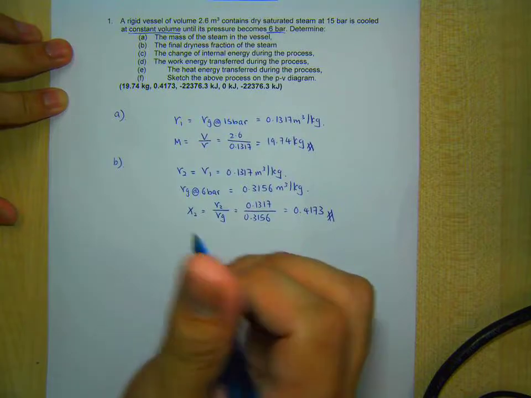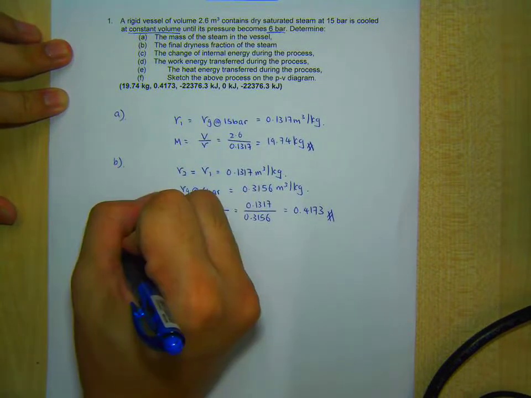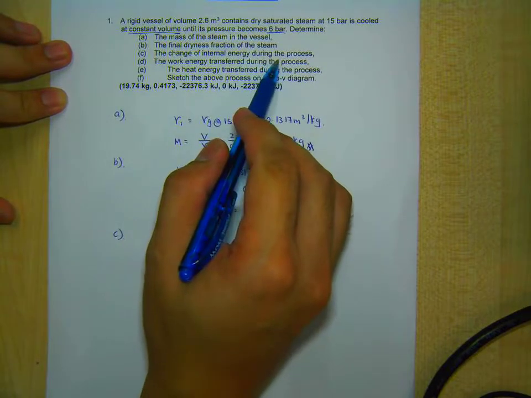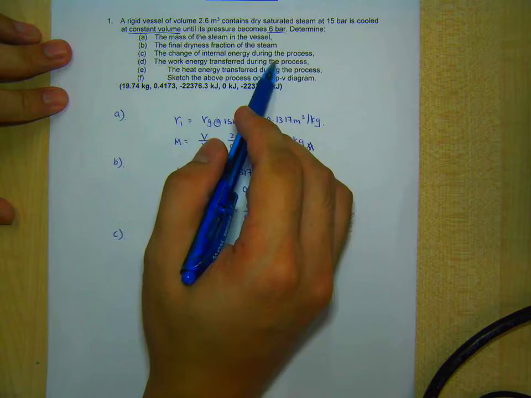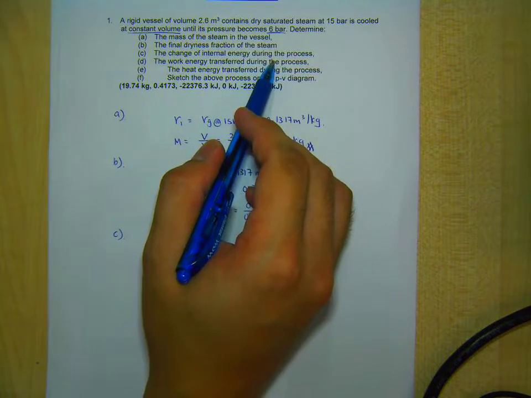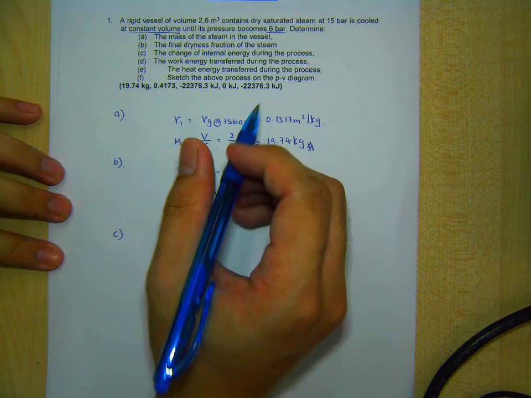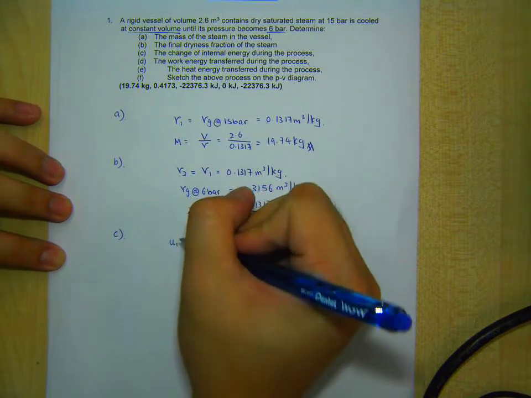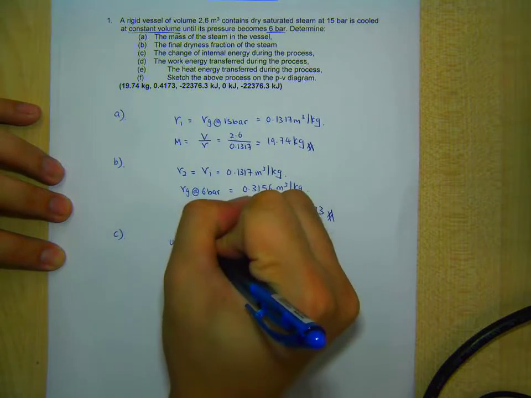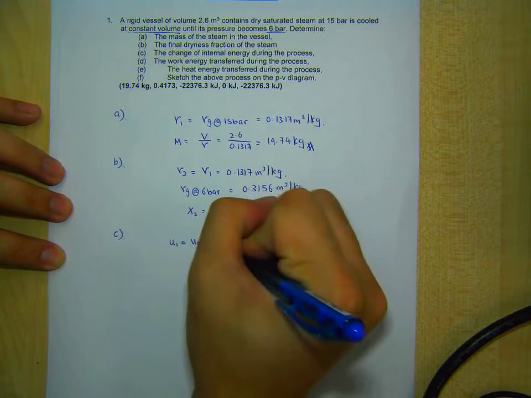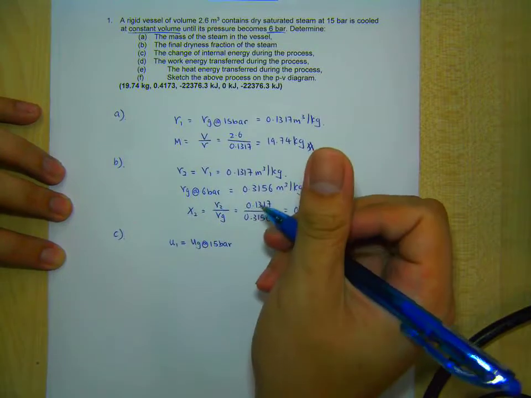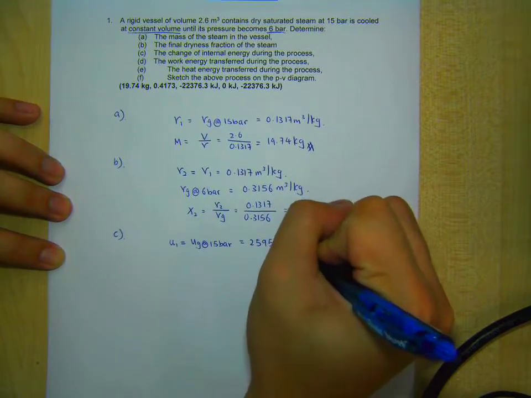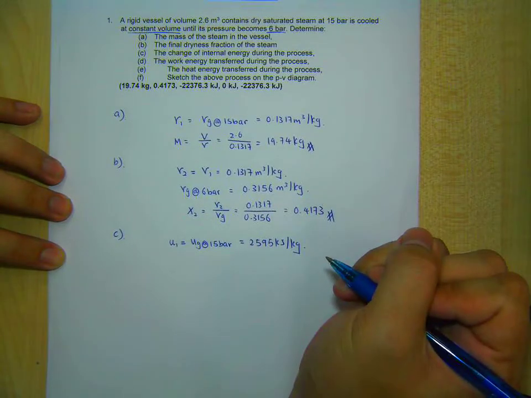Next we have C. Find the change of internal energy during the process. To get the change of internal energy, we need the initial internal energy and the final internal energy. For the initial specific internal energy, u1, this is equivalent to ug at 15 bar because it is dry saturated steam. From the table we will get 2595 kilojoule per kg.